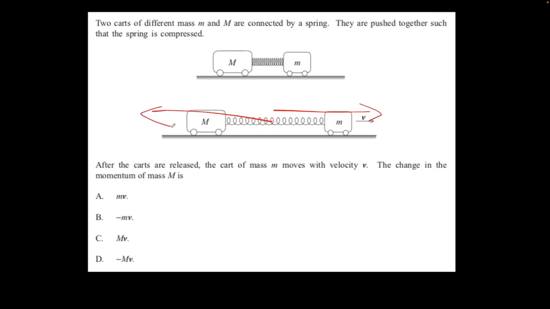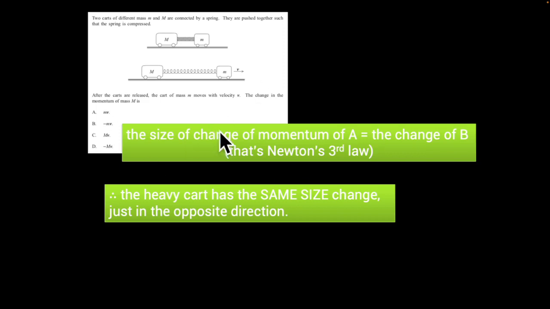Newton's third law. Another wording of Newton's third law is just that the momentum magnitude change on both objects is the same. So if the right one goes from 0 to mv, the left one also goes from 0 to mv, but the direction's opposite. So this one goes this way with mv, and this one goes this way with mv. If v is positive, then this guy's going at negative mv. So B is the best answer for that question.